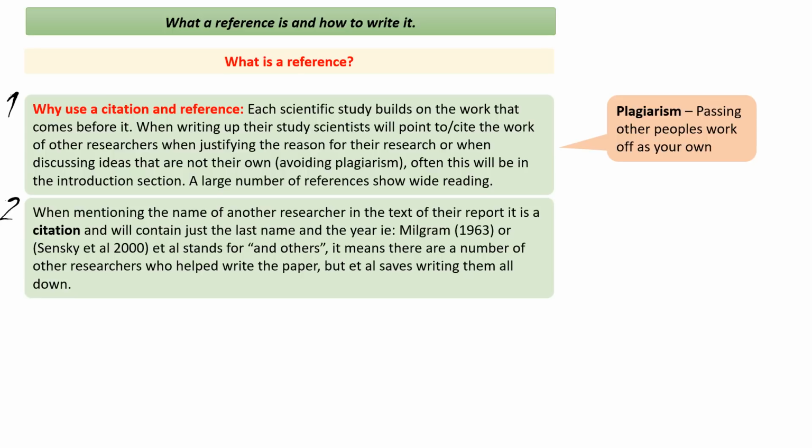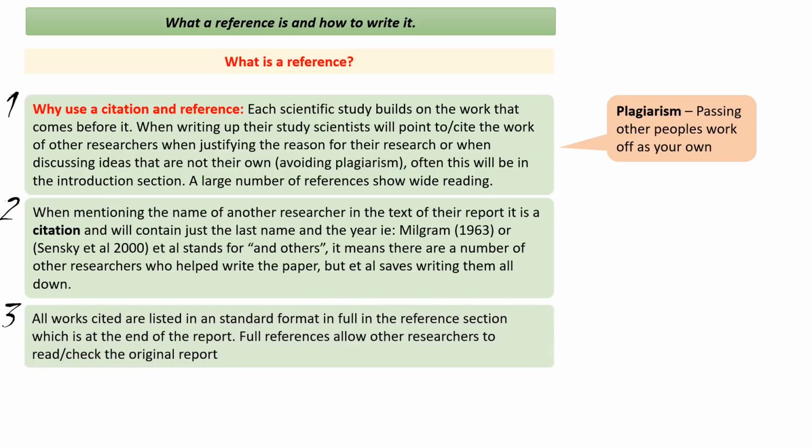So all these citations that are written in the body of the text are listed in a standard format in full at the end of the research article in a place called the reference section. Being written out in full allows other researchers to go and check the information. Maybe what you've written has interested them and they want to find out more, or perhaps they think you've been mistaken in what you've understood.